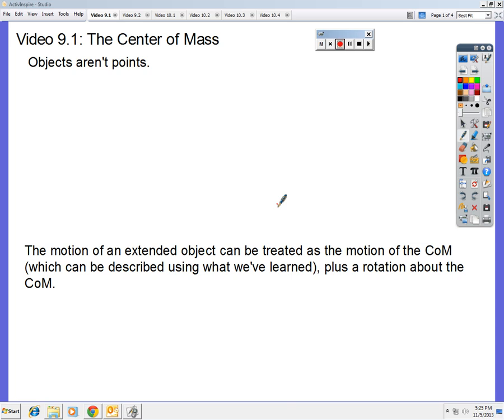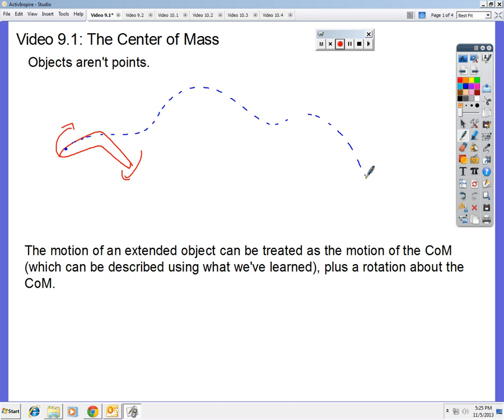So let's say you throw an oddly shaped object, a boomerang, through the air. Now when you throw a boomerang, it's going to be rotating in addition to moving through the air, with the result that if you were to track the position of this point, it won't take a parabolic trajectory through the air. Instead, it'll take that shape or something like that.